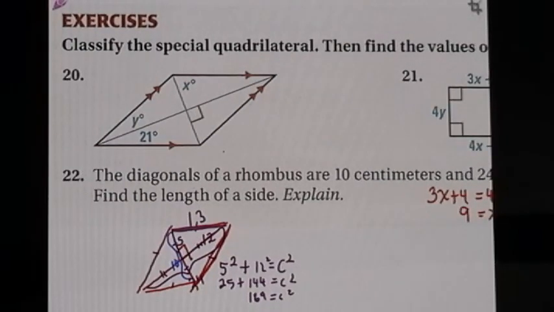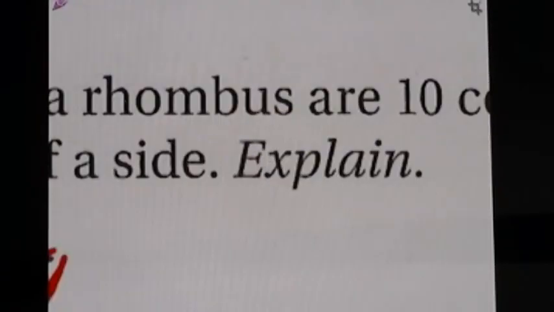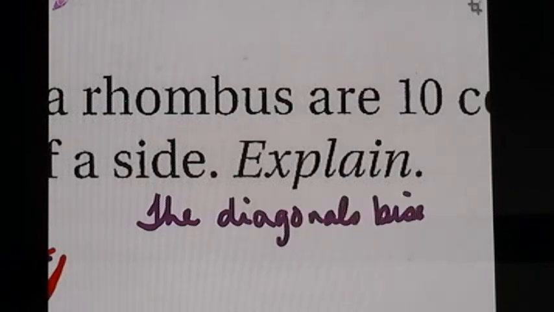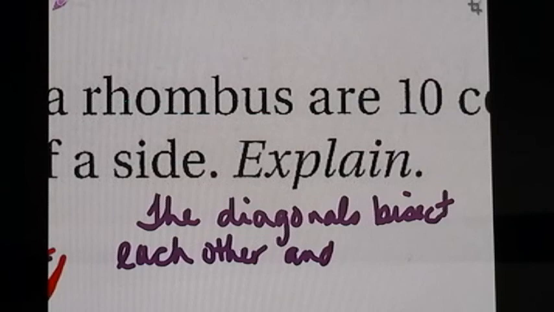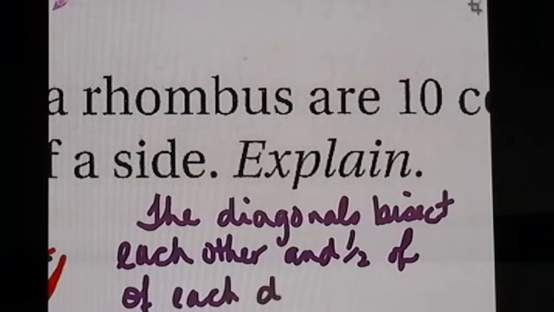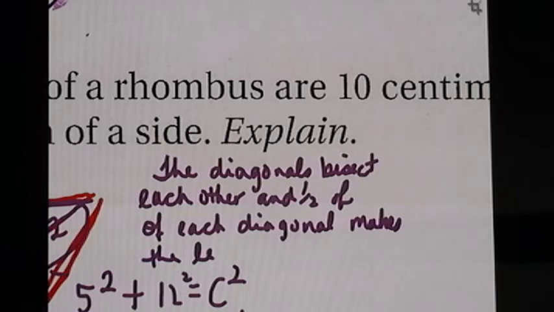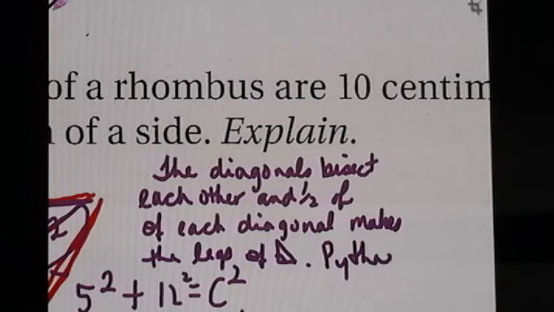Okay, and the way that you would explain that is you would say the diagonals bisect each other, and half of each diagonal makes the legs of a right triangle. Pythagorean theorem. Use it.